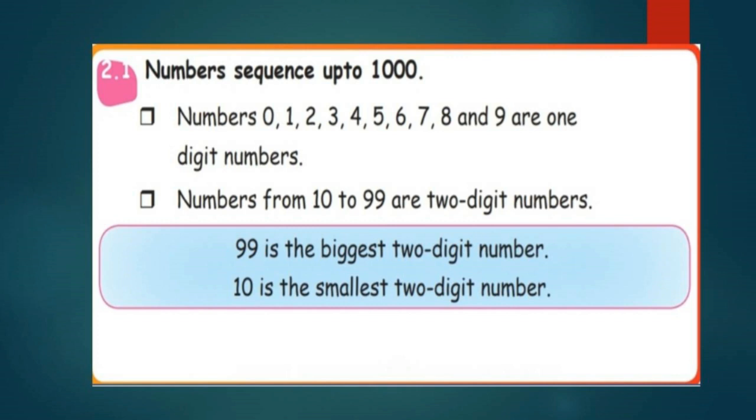Numbers starting from 0, 1, 2, 3, 4, 5, 6, 7, 8 and 9 are one-digit numbers. Numbers from 10 to 99 are two-digit numbers. 99 is the biggest two-digit number. 10 is the smallest two-digit number.